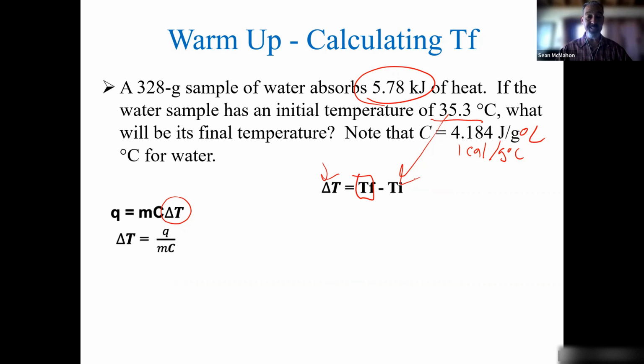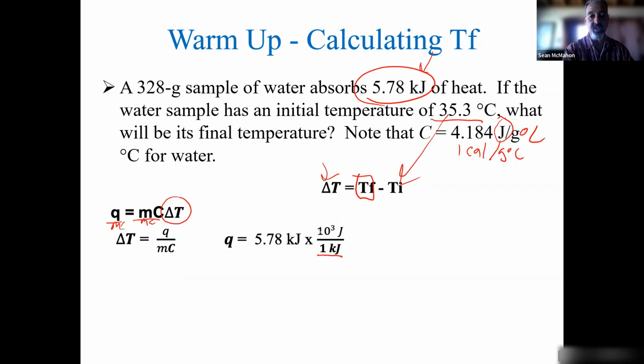Okay, so delta T, that's what I'm solving for so that I can get the final. If I rearrange this algebraically, I'm dividing both sides by the mass and the specific heat. And that's how I get that equation. Now, I need to be careful because the heat that was given to me was in kilojoules, not joules as in the unit for the specific heat of water. So because I need those units to cancel and agree with each other, I need to use the metric system and convert the kilojoules to joules.